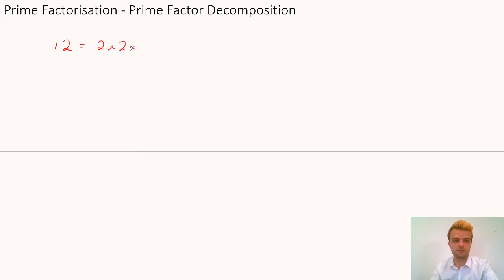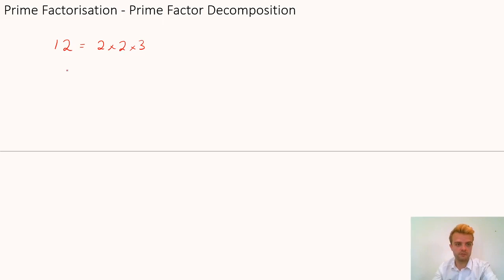2 times 2 times 3. 2 times 2 is 4, times 3 is 12. What we've done is written 12 as a product, which is where you times things, product of prime factors. So these are the prime numbers which you have to multiply to make 12. And there's a special method for doing this.